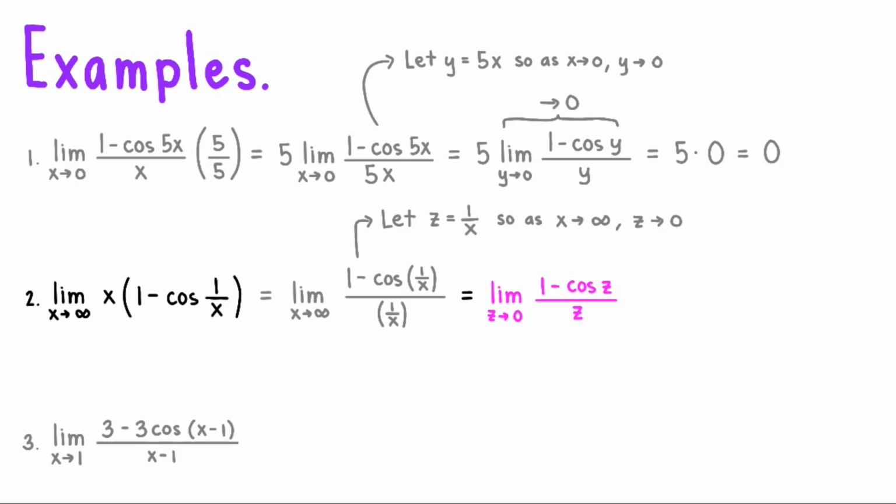Now from here, this is already the same as our special trig limit. It's just that our variable in this case is z. So we know that this approaches 0 as well out there.